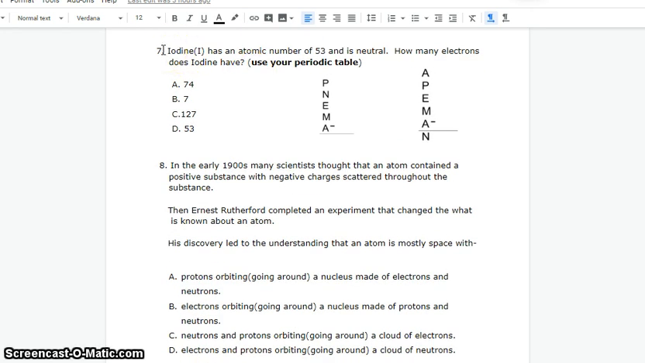Number 7. Iodine has an atomic number of 53 and is neutral. How many electrons does iodine have? So use your periodic table, fill in your Bohr model or Lewis dot diagram, whichever one you want, and then figure out how many electrons you have.